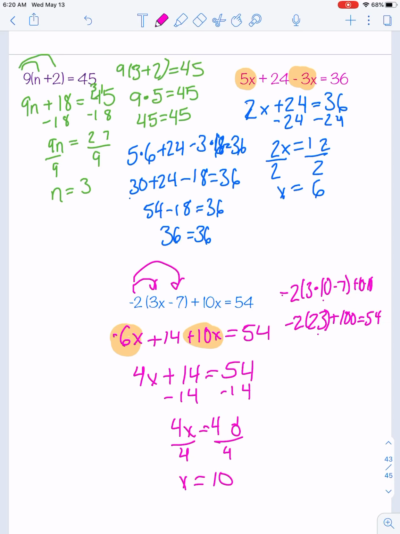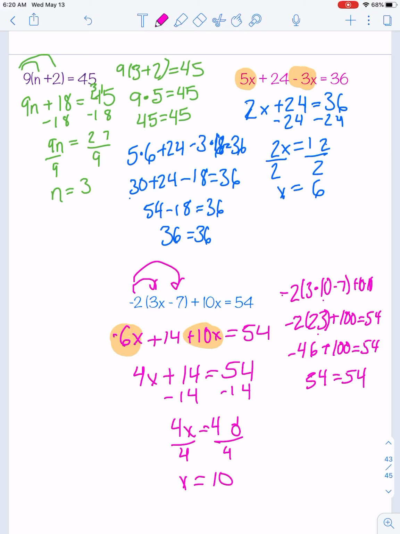Negative 2 times 23 would be a negative 46 plus 100 equals 54. So we're going to take 100 minus 46, which equals 54. So 54 equals 54.